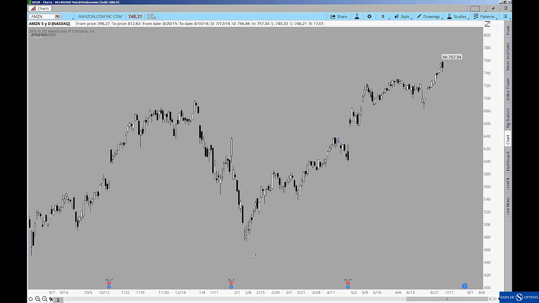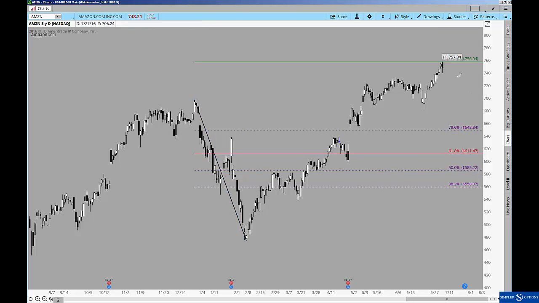But Fibonacci work is very good about working in fractals, meaning you can run it off of your smallest time frames, but you can also run very large swing high to swing low, and you can see how that also did a very good job of pointing out this level at 756. Now you didn't hit it to the penny, but you got pretty close.